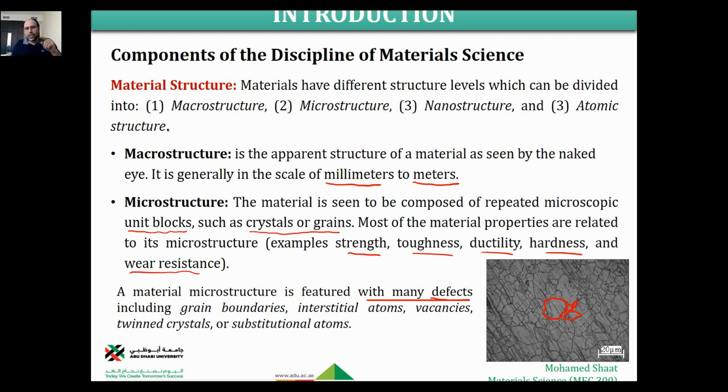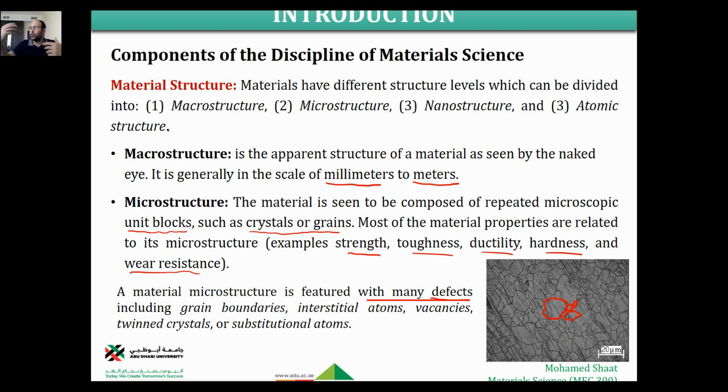These defects do affect the mechanical properties and other properties of the material. So in chapters 3 and 4, as I remember the chapter numbers, we are going to discuss how these defects impact the mechanical properties of the material, or in other words, how the properties of the material are affected by the defects inside the microstructure. This is also one of the main objectives and main learning outcomes of this subject. Make sense?